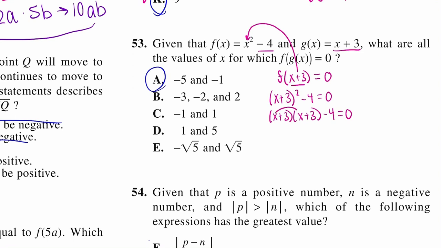So we have first, outer, inner, and last. Bring down the rest of the problem. And let's simplify some things. 3x plus 3x is 6x. 9 minus 4 is positive 5.